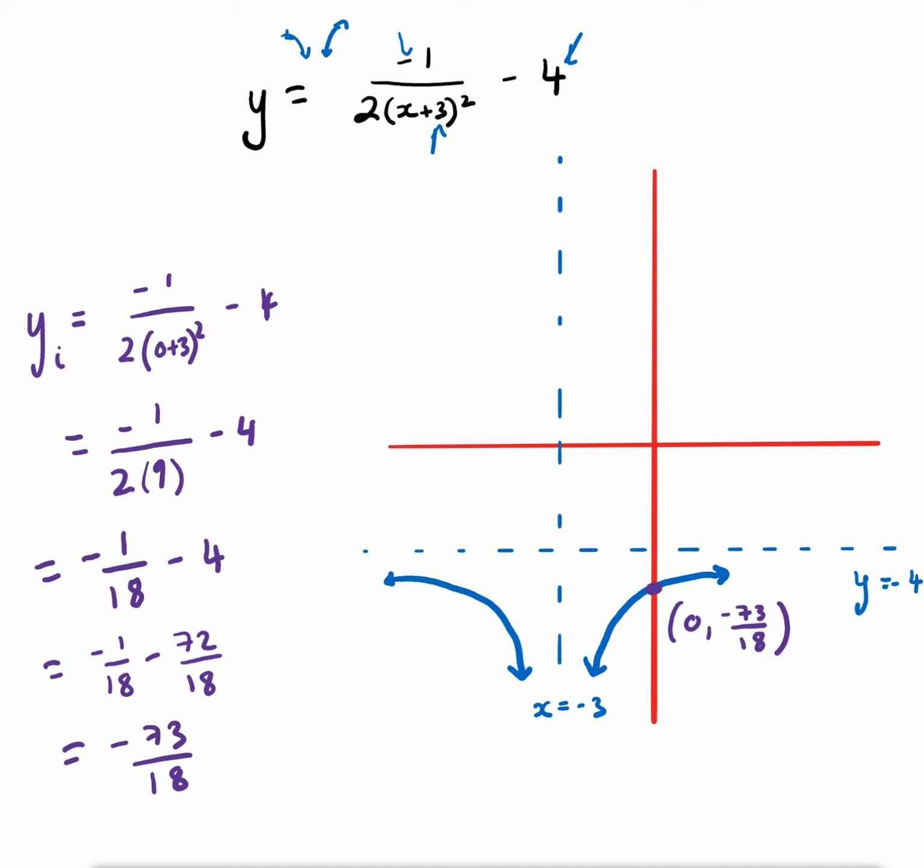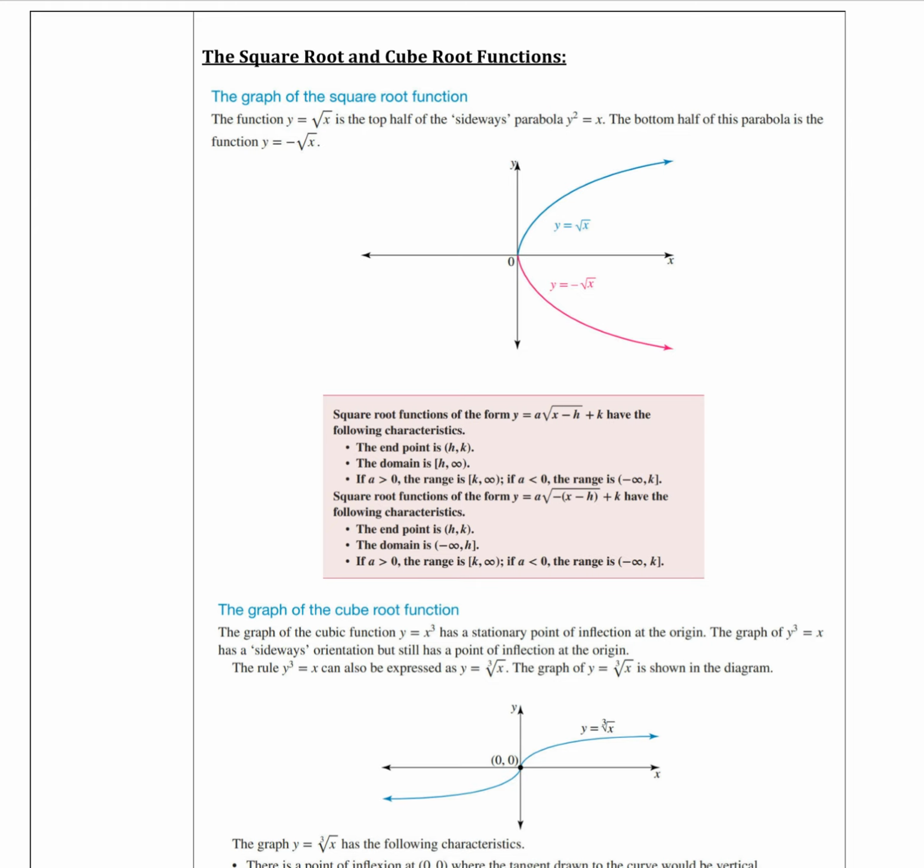Now, the equidistant point from that asymptote, so this was 3 units there, so 3 units in the opposite direction, will give me negative 6, and that corresponding height of negative 73 on 18. This is a good way to show that you've definitely got the right shape. We can label our x and our y and our equation. Y is negative 1 over 2, x plus 3 squared minus 4. Okay, we're nearly through this. So we've got square root and cube root functions to go.